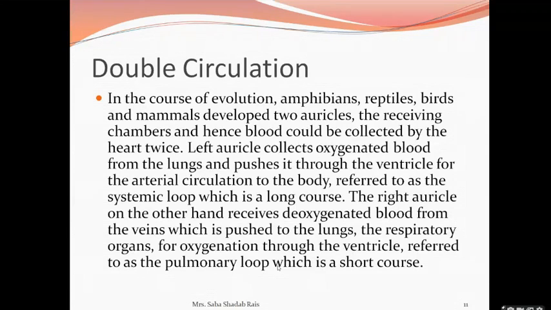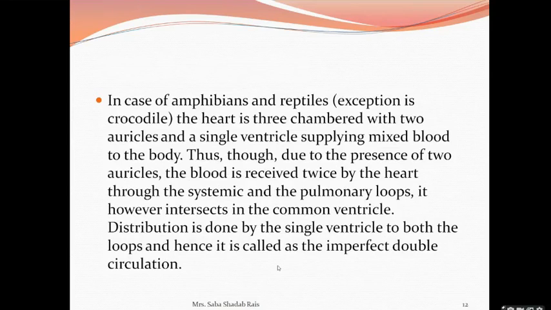So from the heart, the blood will go to the lungs. In the lungs it will get oxygenated, and the oxygenated blood will return back to the left auricle, and from the left auricle it will go to the ventricle, and from the ventricle it will enter into the long course loop, that is the systemic circulation. So in the case of amphibians and reptiles, the exception is the crocodile, because the crocodile, you need to remember, has a 4-chambered heart.